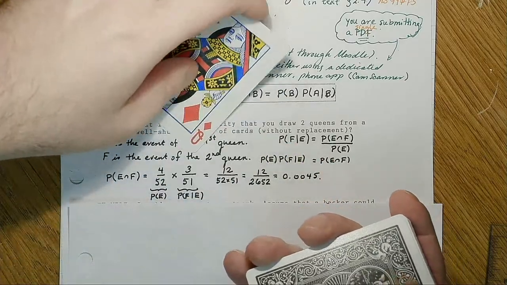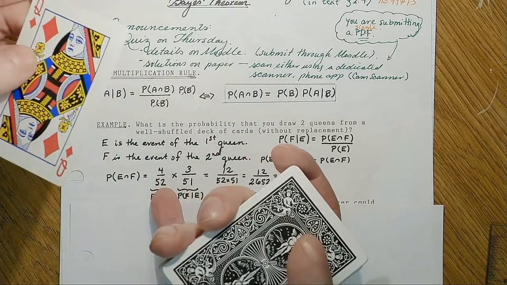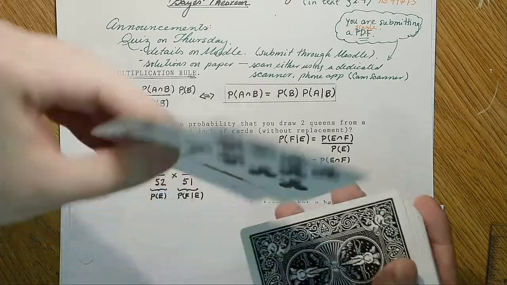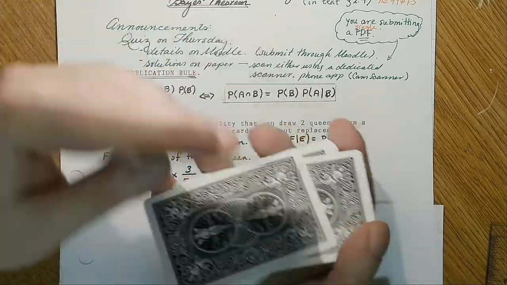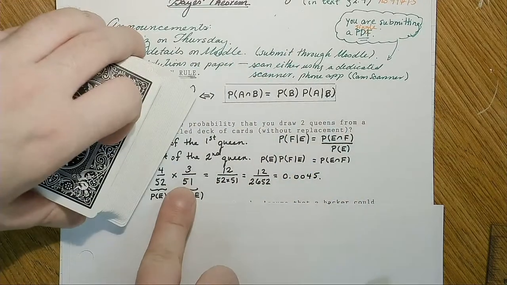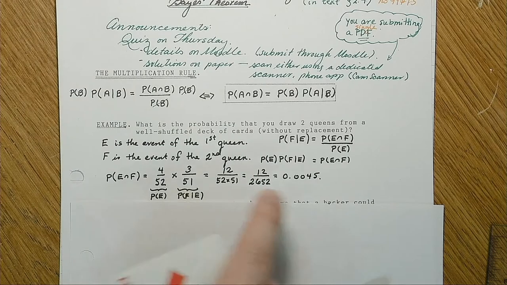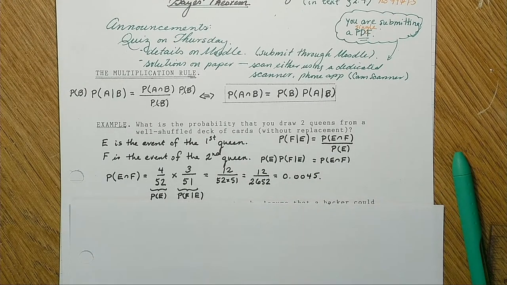So, again, you draw one queen, the probability of that is 4 over 52, which then means that you have three queens remaining in the deck. And how many cards are in there in total left over? Well, there's 51. So, we multiply those together, and we got 12 over 2,652, or a very small probability there.